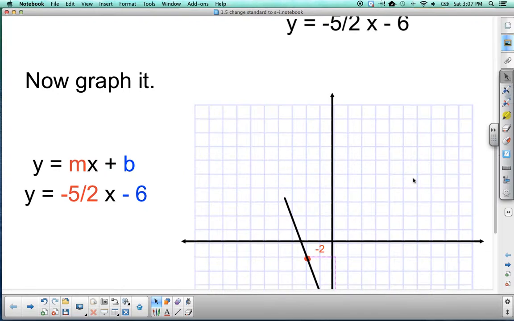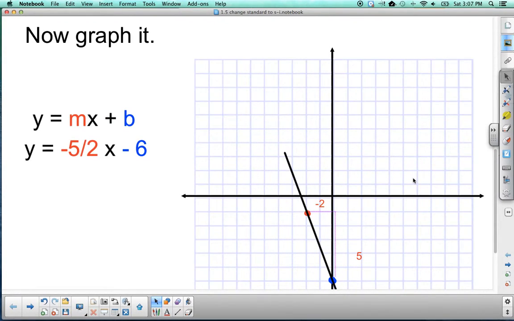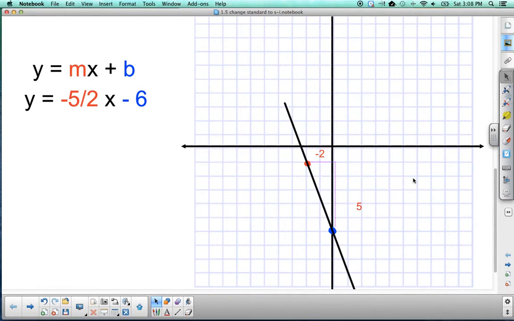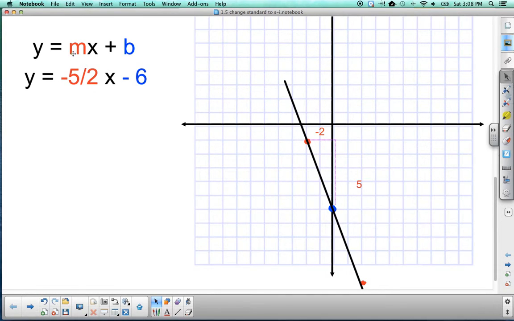I've gone ahead and graphed it for you so you can see it, but I've got the equation as well. Y equals mx plus b, where m is the slope, our negative 5 halves, b is the y-intercept, our negative 6. Notice how that minus in front of it makes that 6 negative. So it crosses the y-axis at negative 6.